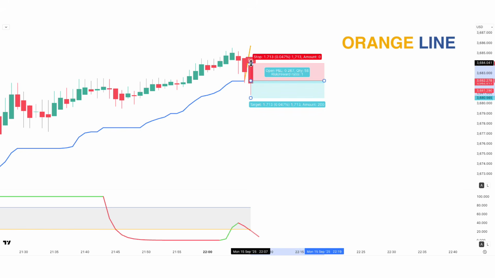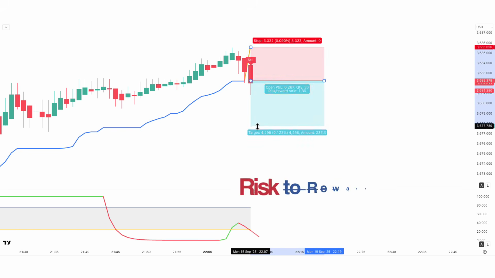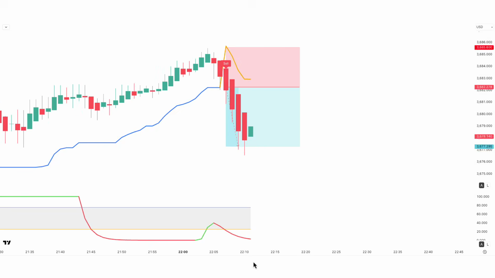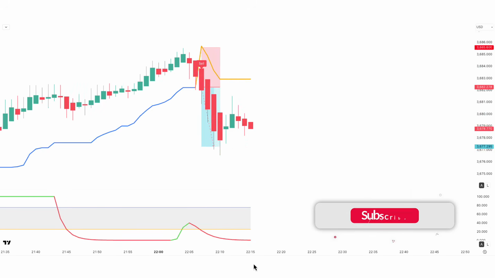Our stop loss is to be placed at the orange line, and the risk to reward ratio will be 1:1.5. We have won the trade. Let's find the next trade.